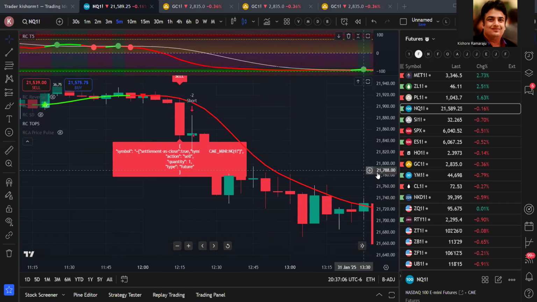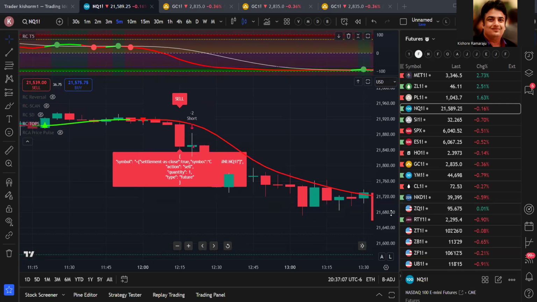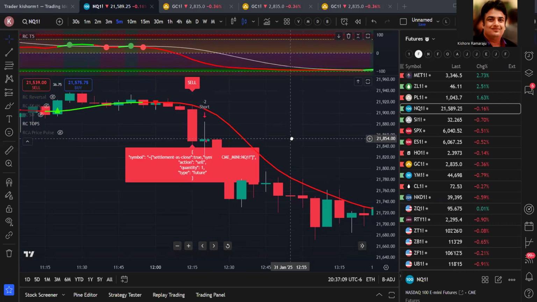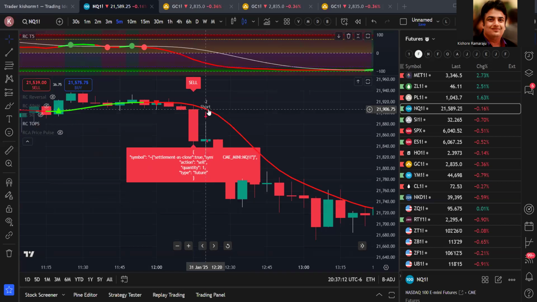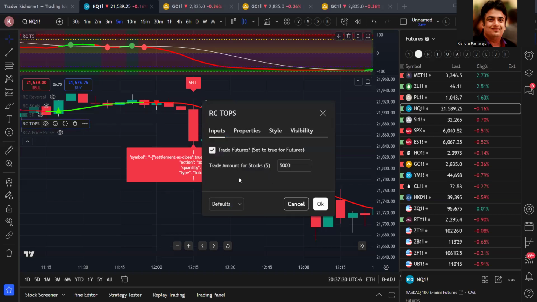Generally, whenever you have an event or a trending day, this indicator will perform. This is like a strategy. You don't need to click on the buy and sell button. Automatically, you can set settings like: this is my amount. Do you want to trade futures or do you want to trade stocks?